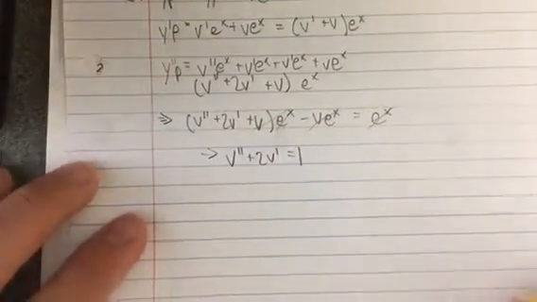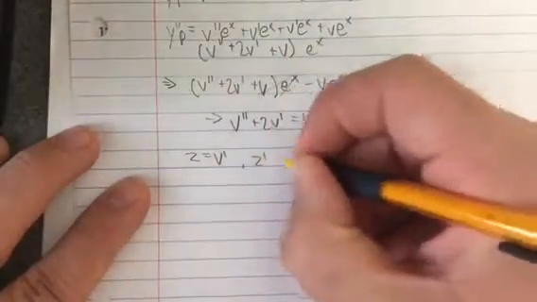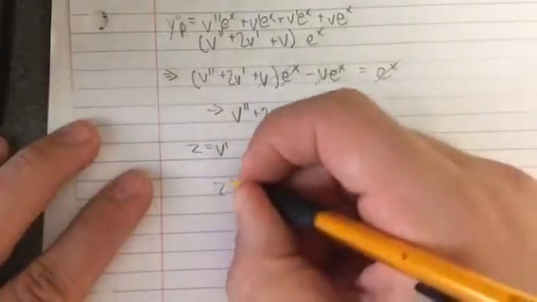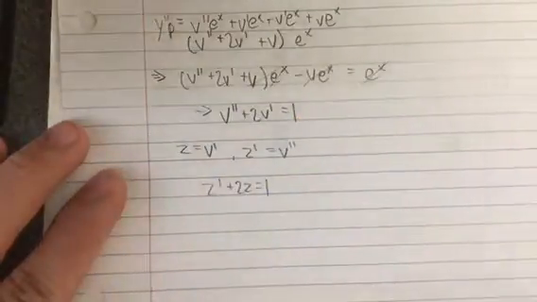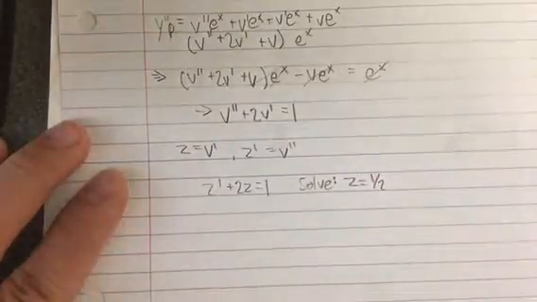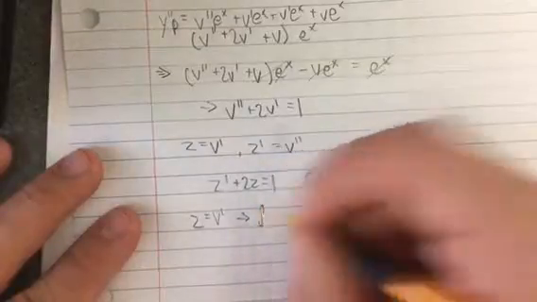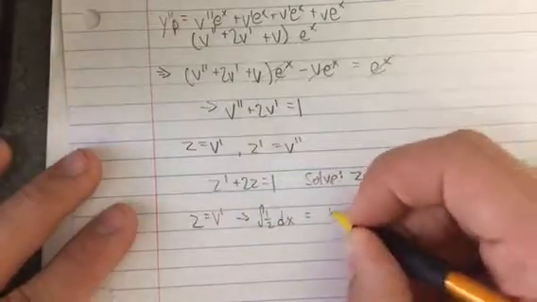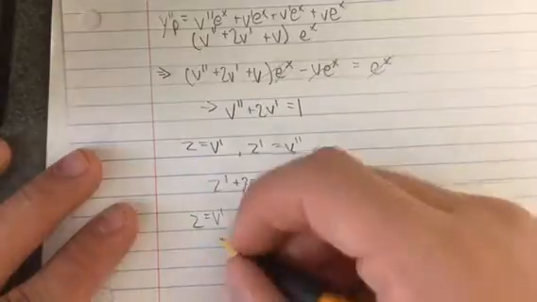So now we're going to have to do a substitution in order to solve. If we say z is equal to v prime, then of course z prime is equal to v double prime. So now we have z prime plus 2z is equal to 1, which matches this up here. And if we solve, we find that z is equal to 1/2. So if z is equal to v prime, in order to find v, we have to find the integration of z, which we just said is 1/2.